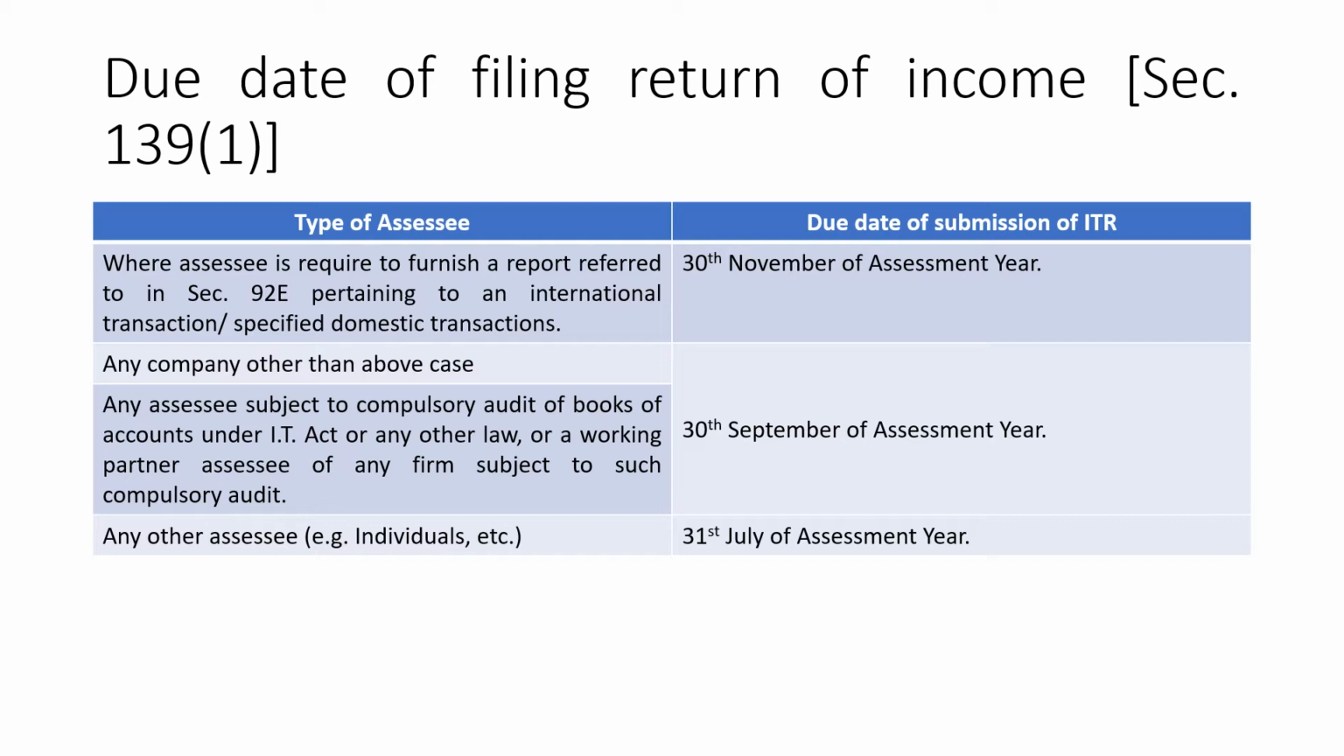In case of any company other than those covered under section 92E or any assessee who are subject to compulsory audit of books of accounts or the working partner of any firm subject to compulsory audit, the due date for submission of ITR is 30th September of the relevant assessment year. For example, for assessment year 2017-18, the due date is 30th September 2017.